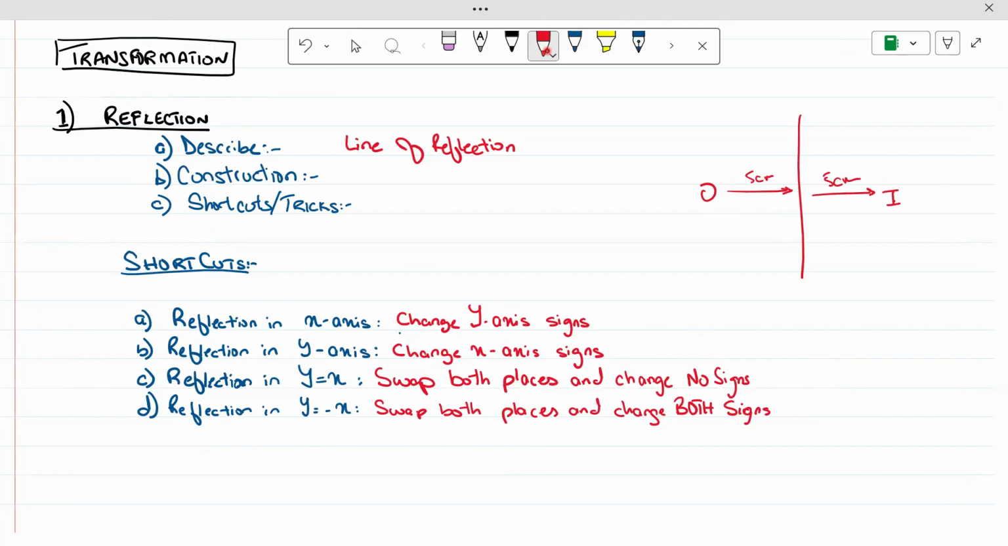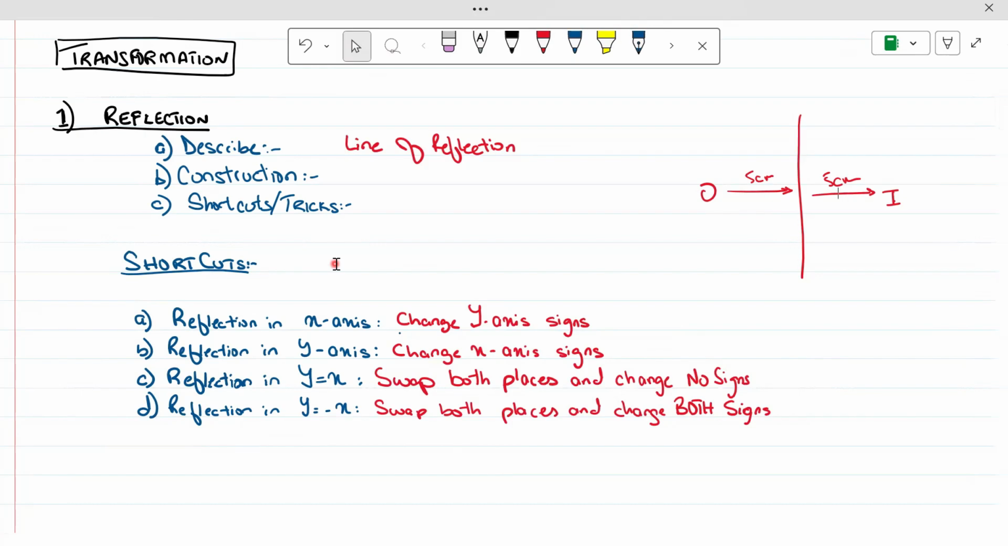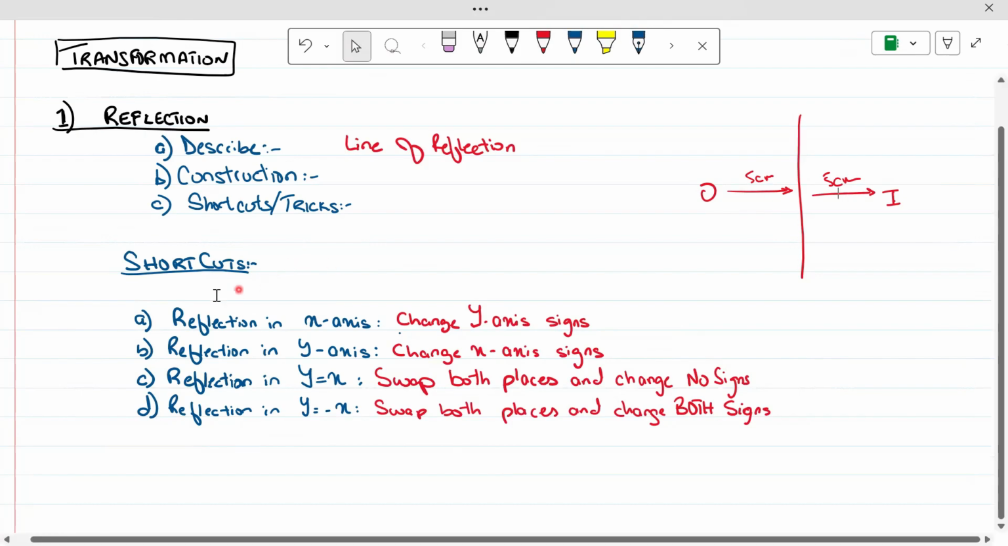Whereas if we're going to talk about the construction of reflection, we will be discussing the whole questions in the next video. Okay. Now coming towards the shortcuts of the reflection, shortcuts in reflection are very simple. You guys just have to remember these things for your exams, as it is one of the most important things.